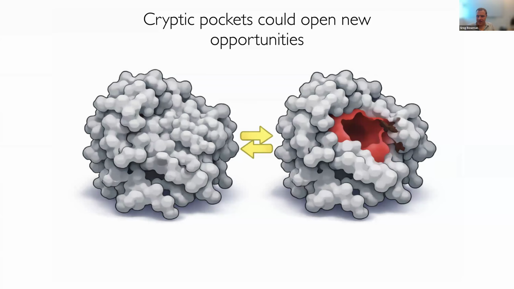And one of my favorite things to noodle on sometimes is, could we use cryptic pockets and allostery to actually enhance desirable activities, say to counter the effects of some deleterious mutation? Right? So all kinds of potential uses for this.